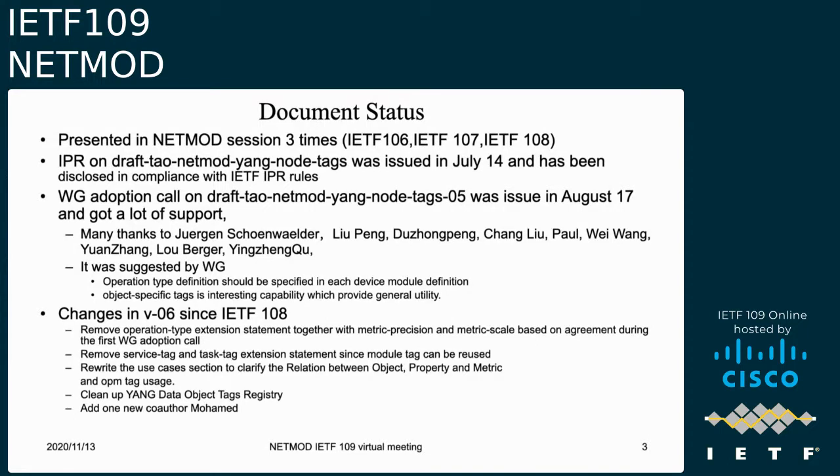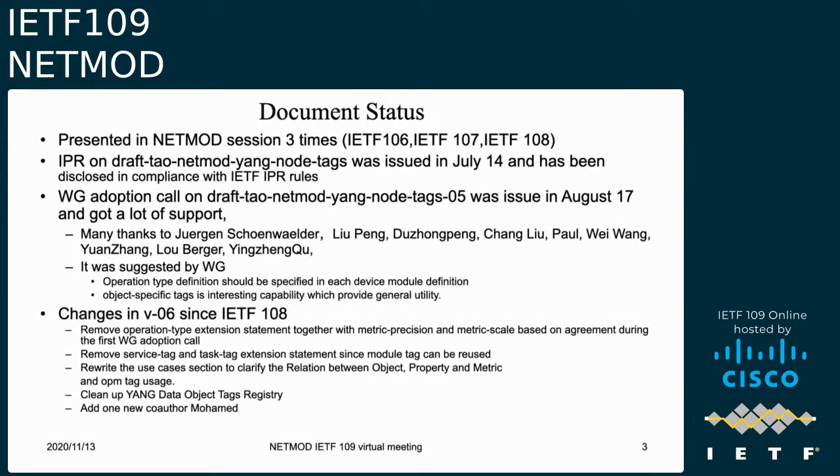Many thanks, Yugen, Niupeng, and many other colleagues. It was a great suggestion from the working group that the operation type should be defined in a specific device model, such as minimum value, maximum value, average value. We think it makes sense. For this draft, it should focus on object-specific tags, which provide general utility.